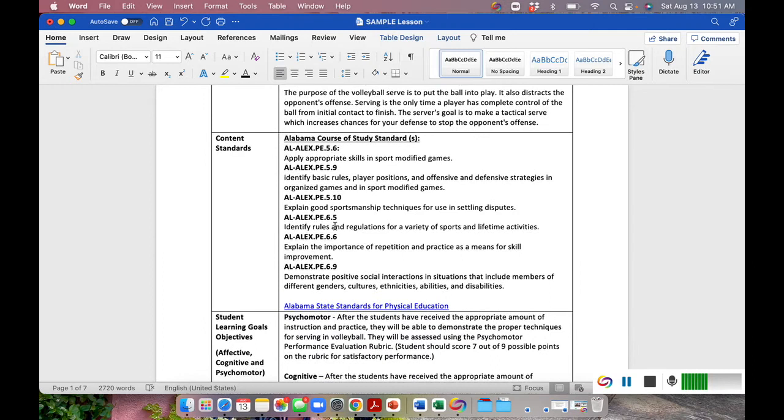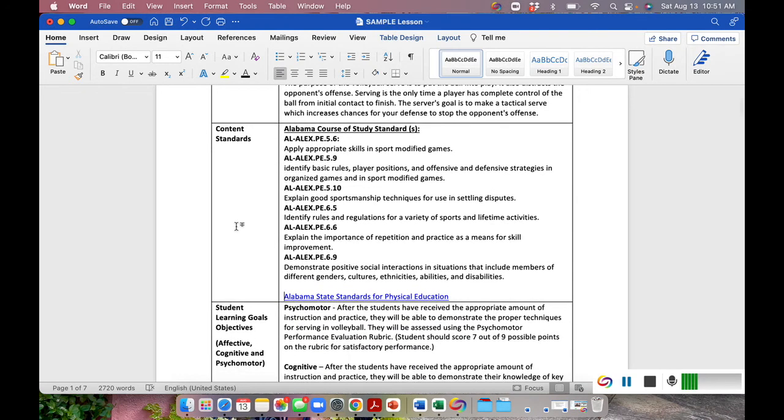The next part of the lesson that you'll see as I scroll down are the content standards. This person has 6 in their lesson. It is completely okay to have, let's say, 2 or 3. You don't have to have 6. It probably just so happens that 6 standards fit appropriately into what this student was teaching. I've inserted a link here, and you are not required to do this, but for the sample, I thought it was a great idea to put the link to the course of study standards here.